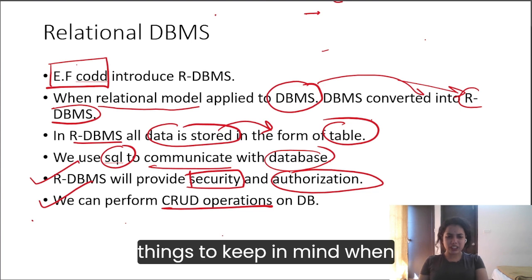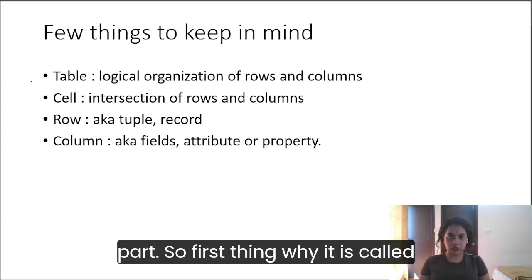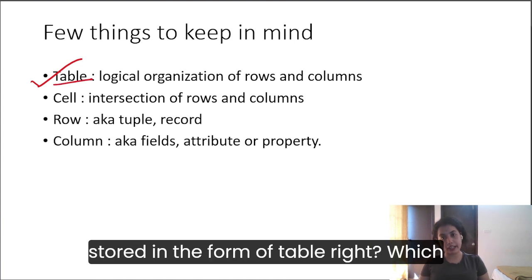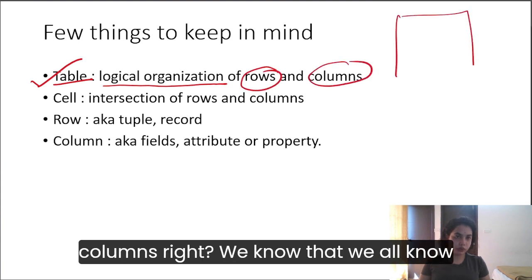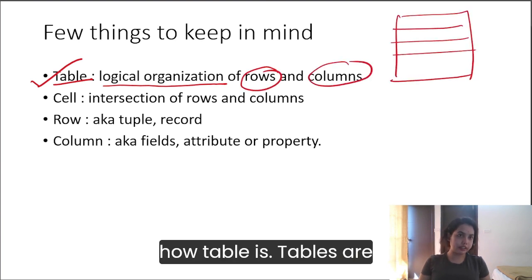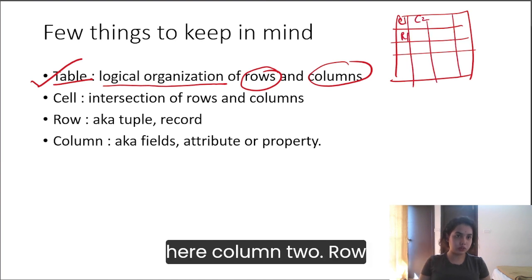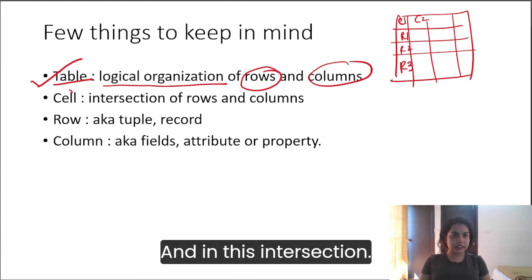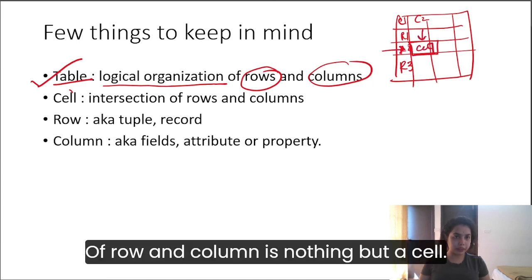A few things to keep in mind when it comes to relational DBMS, let me cover this also in this part. First thing, why is it called relational? Because the data is stored in the form of tables, which is a logical organization of rows and columns. We all know how tables look: you will have column 1, column 2, row 1, row 2, row 3. And the intersection of a row and a column is nothing but a cell.